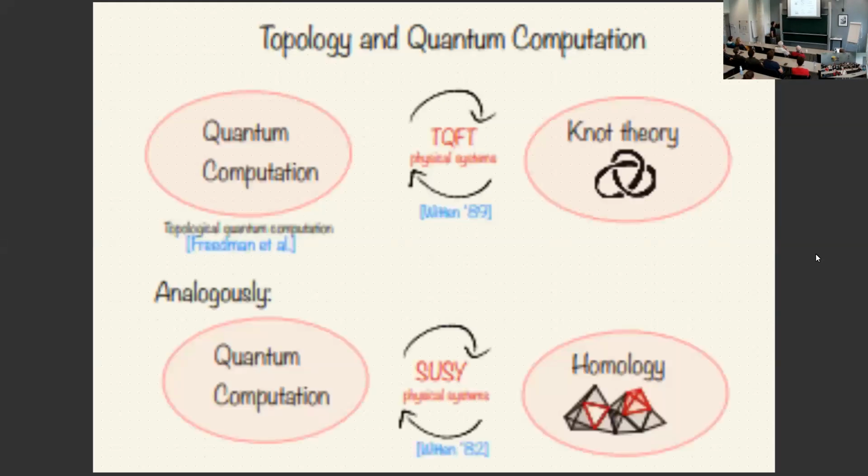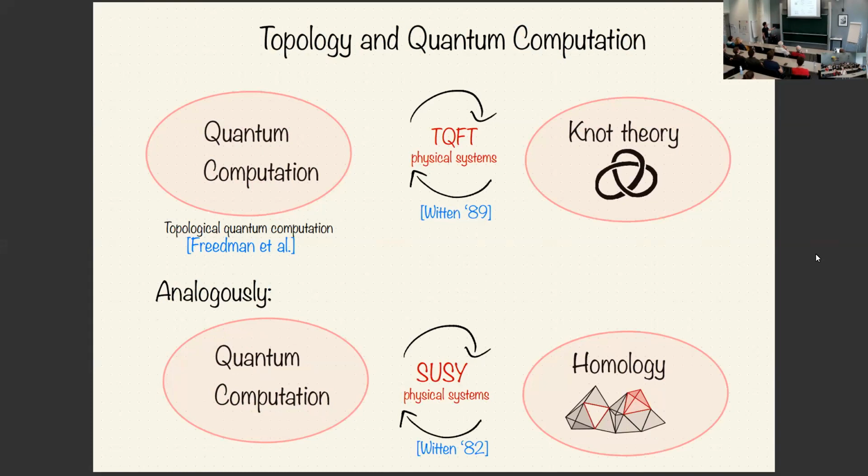And the situation here is a little bit similar. We have these other physical systems, which are supersymmetric. They have this special symmetry. They relate to homology, again, by the work of Witten, and this will lead to the connection with quantum computation. So it's another area where there's a natural connection.